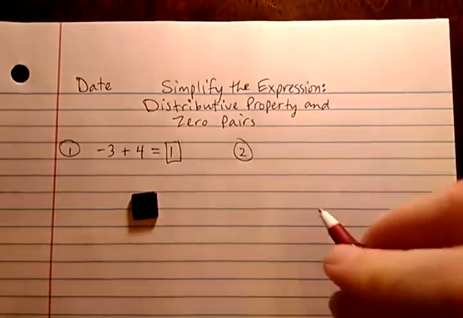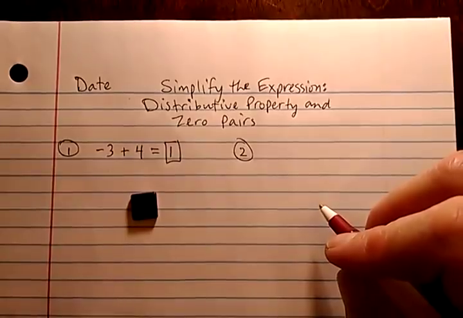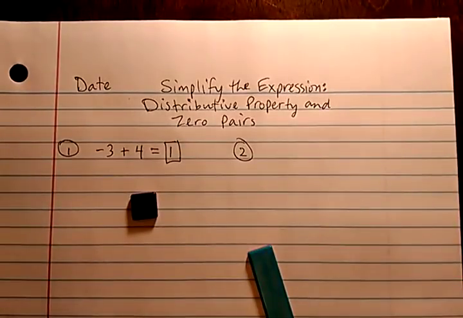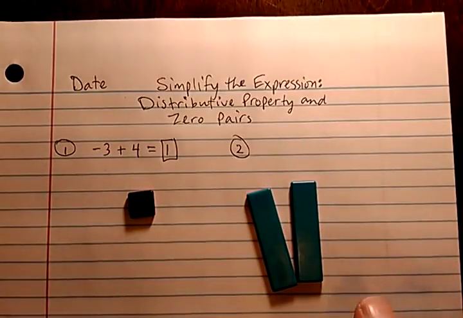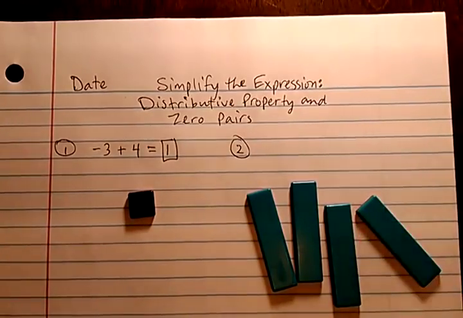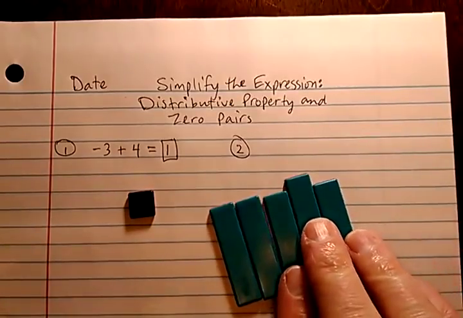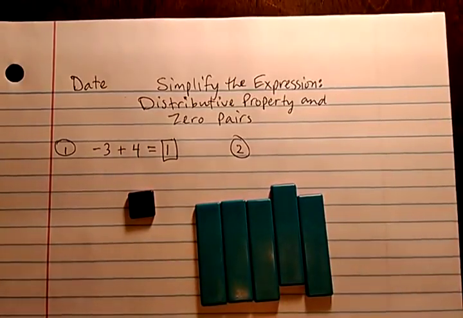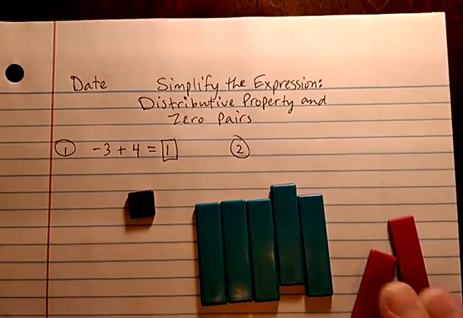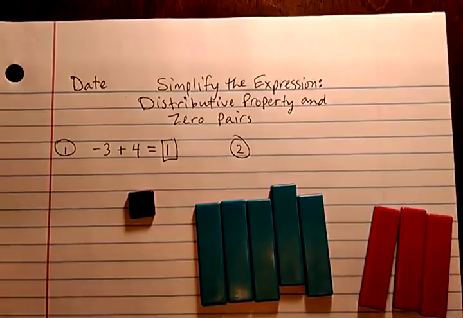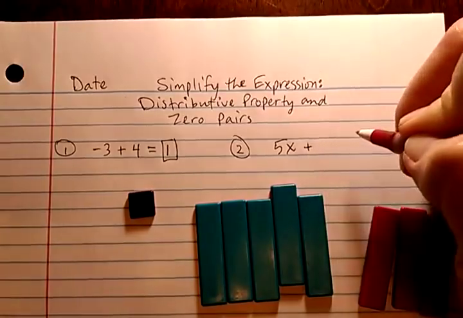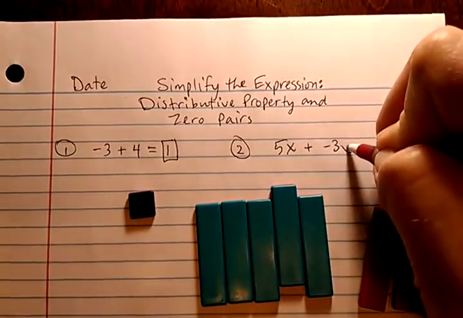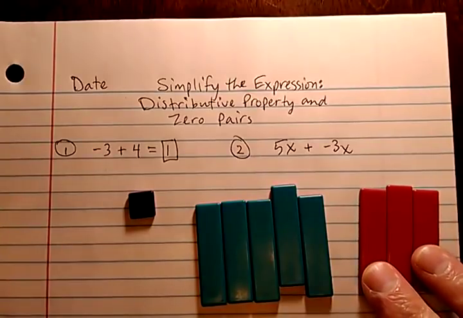Okay, this same concept works with x tiles as well. Remember, the x is the blue rectangle. So if I have 5x tiles, 5x, and I want to add -3x. Let's write that down. We have 5x, those are positives, plus -3x. The red side is negative.